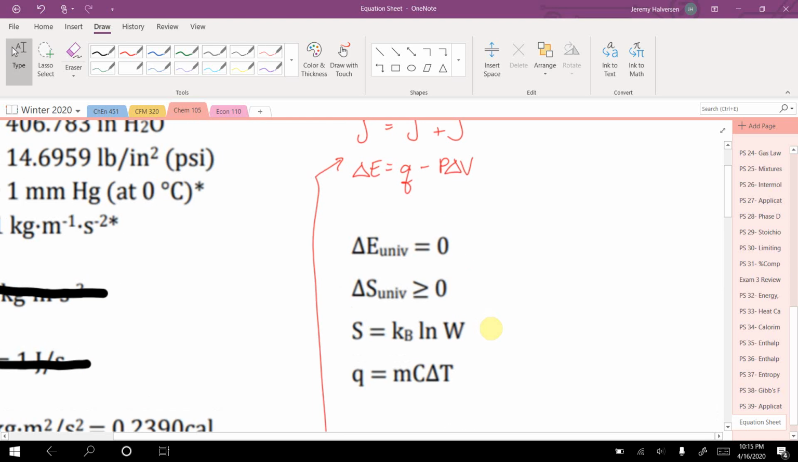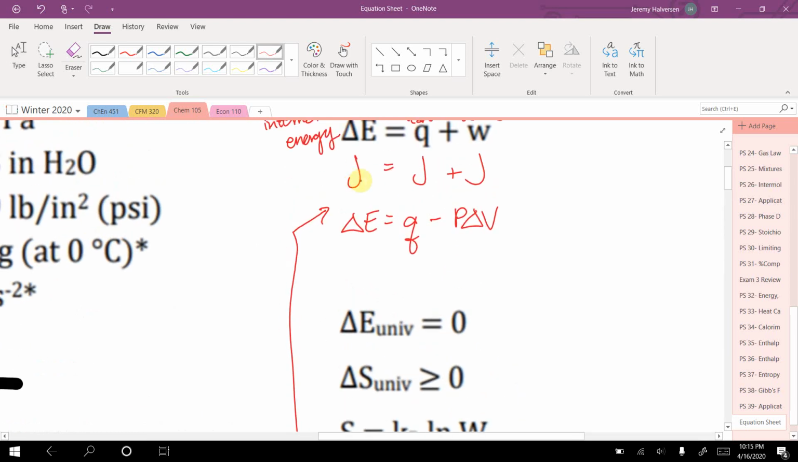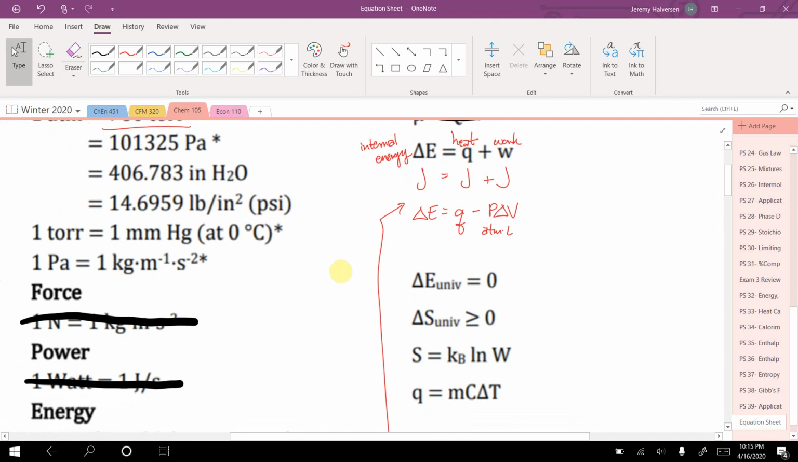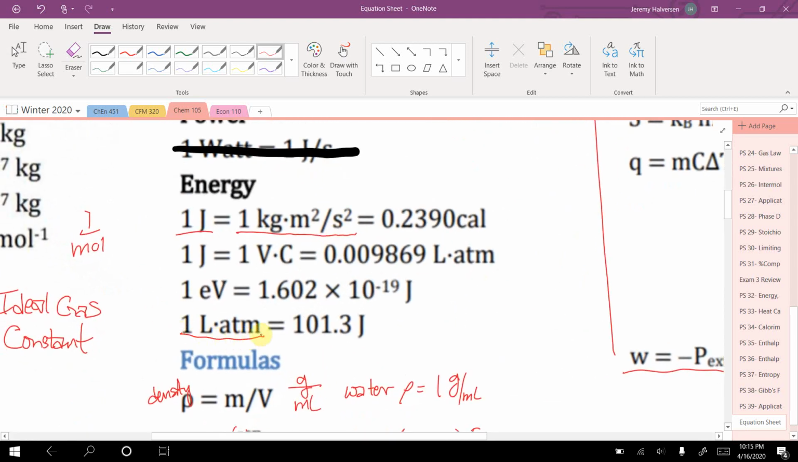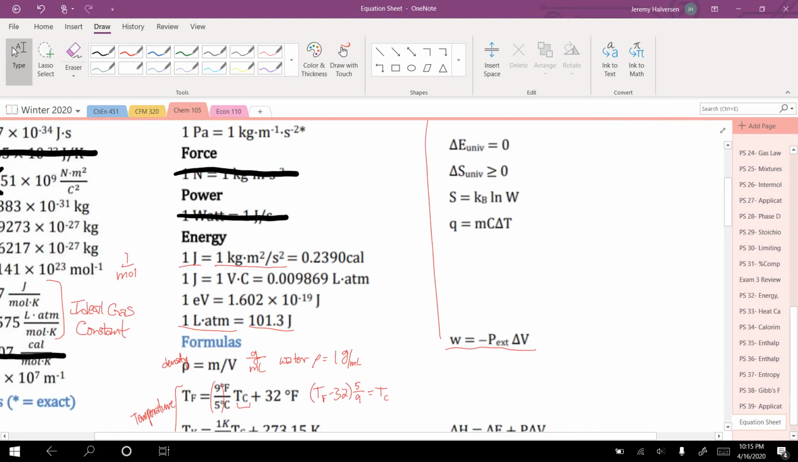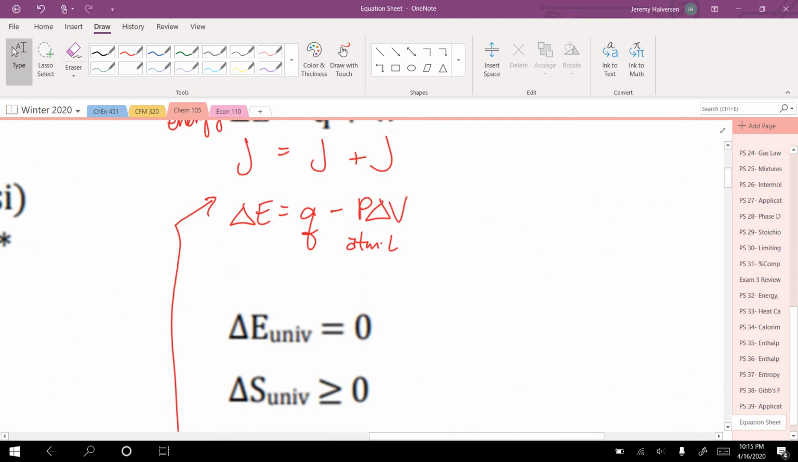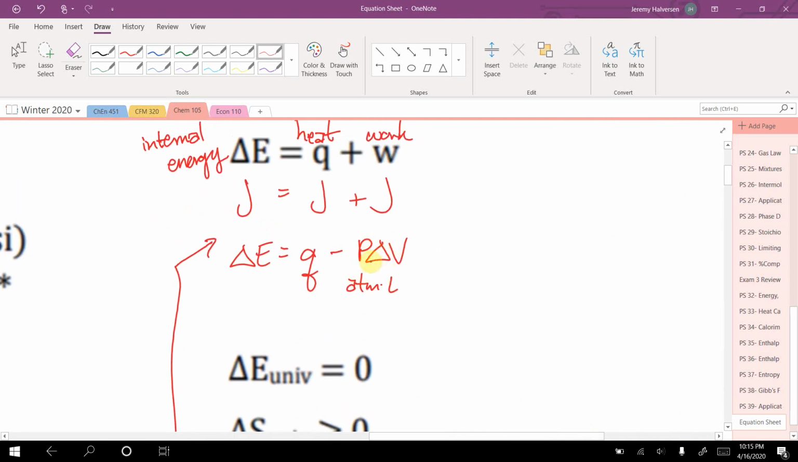Now this brings up an interesting issue because we look at the units: energy is joules, heat is joules, work should be joules, but pressure times change in volume would give us atmospheres times liters. Okay, and we need this in joules. Fortunately, our equation sheet helps us out because it tells us here 1 liter atmosphere is 101.3 joules. And so we would have to use that conversion if we're solving for work with P delta V. We'll get liter atmospheres, and we'll have to change it to joules before we can plug it in here.